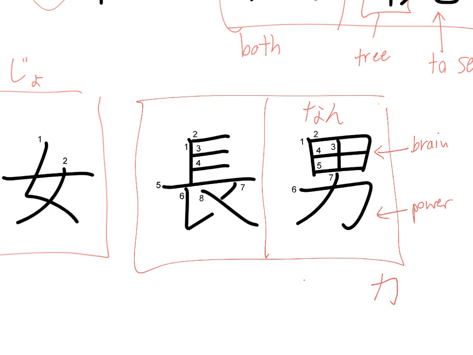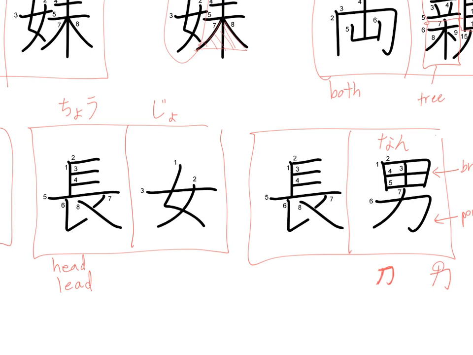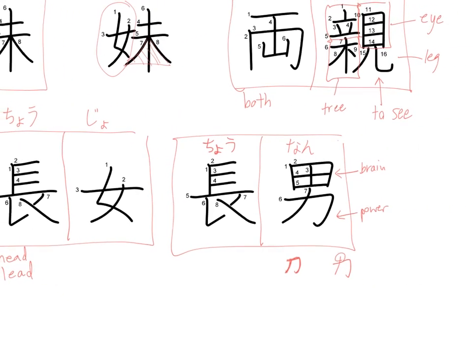Do not confuse it with the sword. Remember, the sword does not poke through the top there, and mine kind of did there. That's a sword as opposed to power. So that difference does make a big difference. So this is the male kanji. So like head female, chojo, we also have a head male, chonan. And that would be the firstborn male in a series of family members.